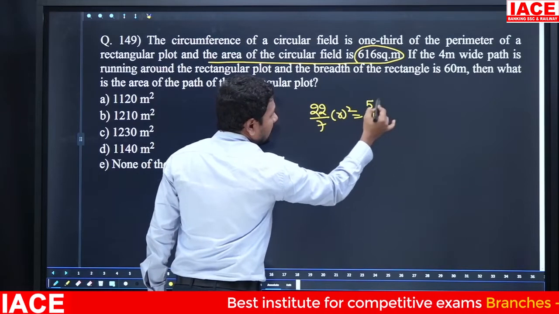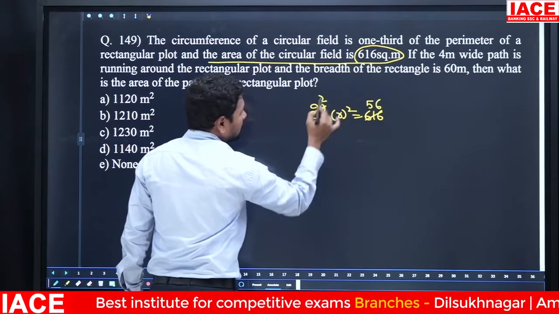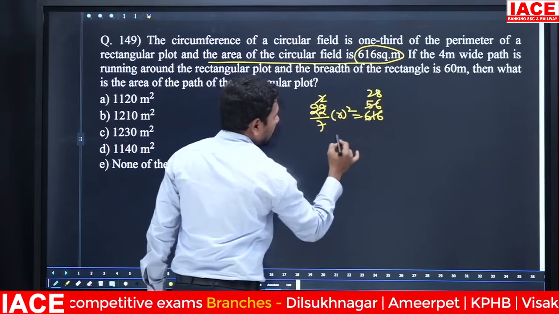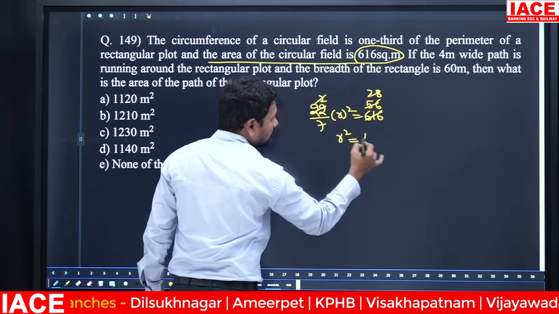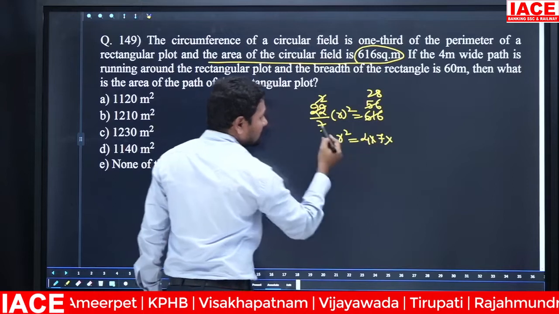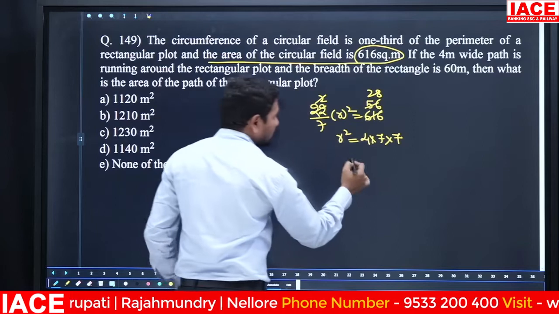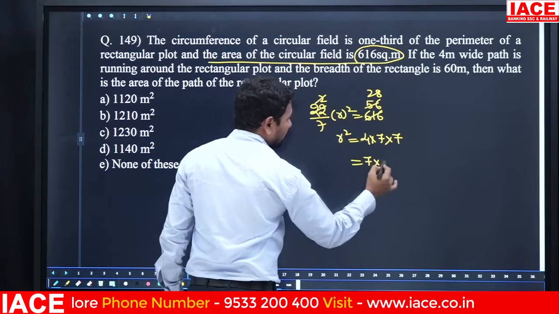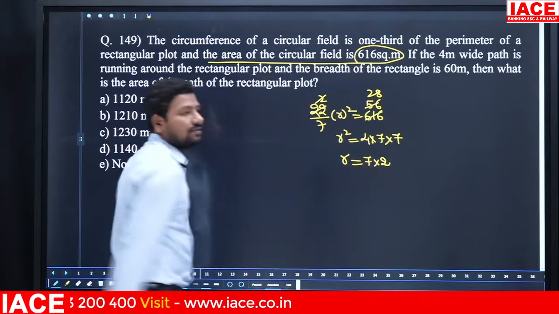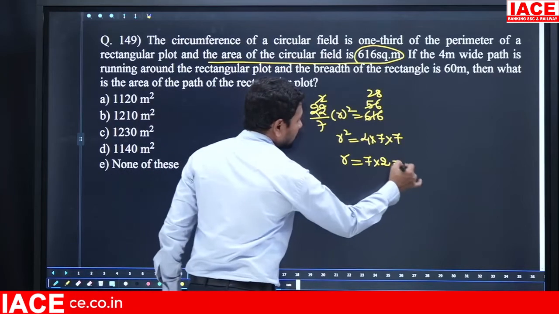11 5s are 55, 11 6s are 66, 11 2s are 22, 2 to 28. r squared is equal to 28, you can write 4 into 7. This denominator 7 we can write as 7 into 7, 7 squared. Then the root of 7 squared is 7 and the root of 4 is 2. Then r is equal to what is the value? 14.